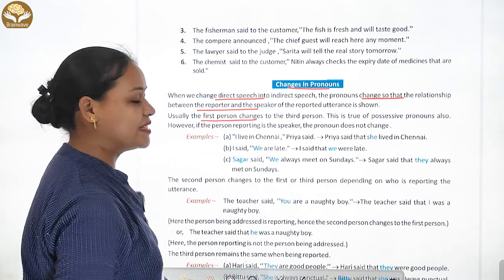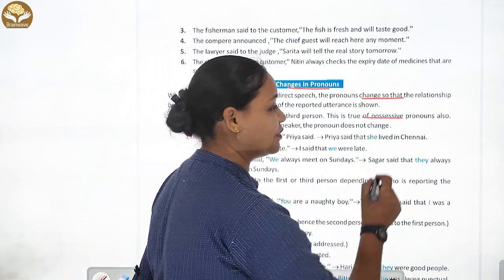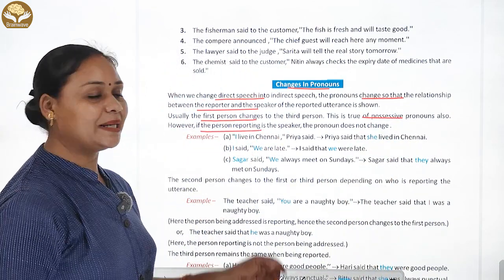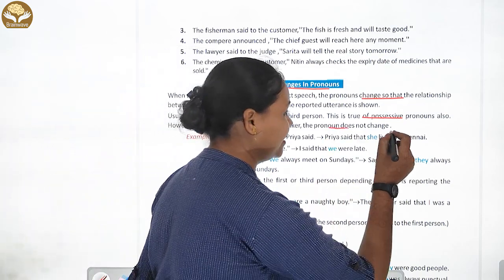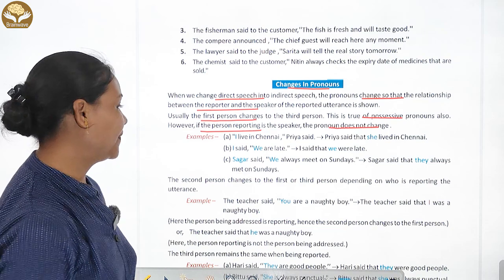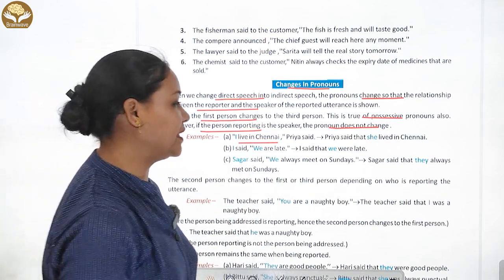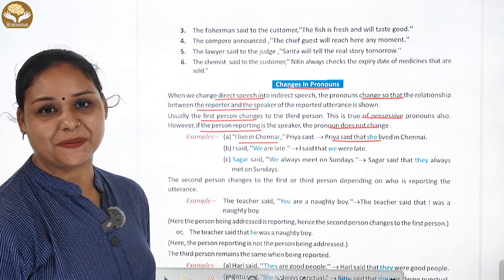Usually the first person changes to the third person. This is true of possessive pronouns also. However, if the person reporting is the speaker, the pronoun does not change. Example: I live in Chennai. Priya said, Priya ने कहा, Priya said that she lived in Chennai.